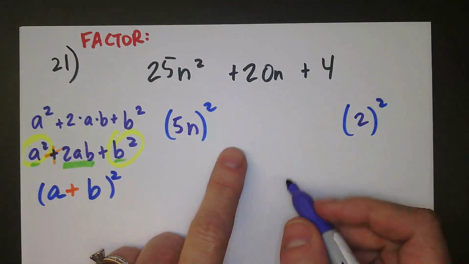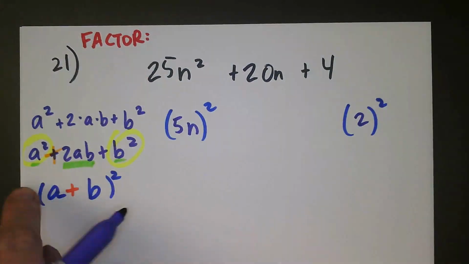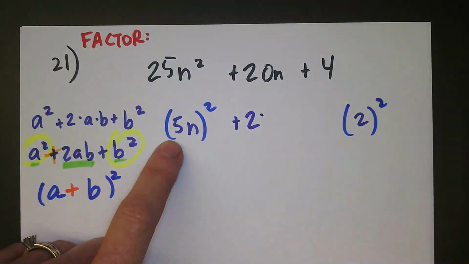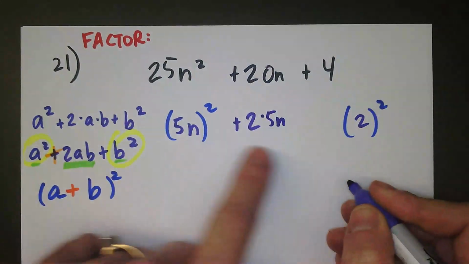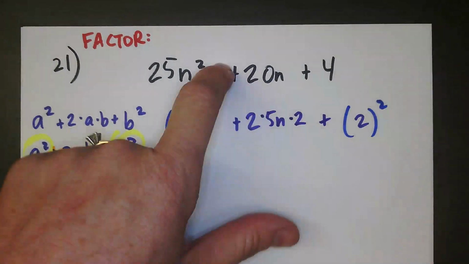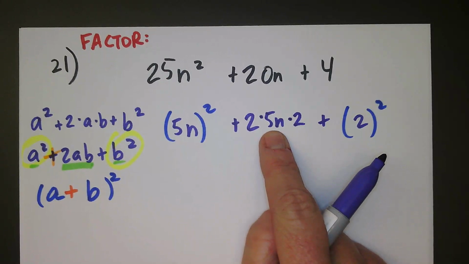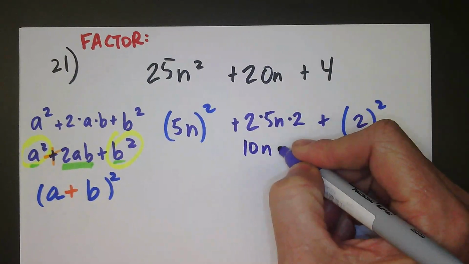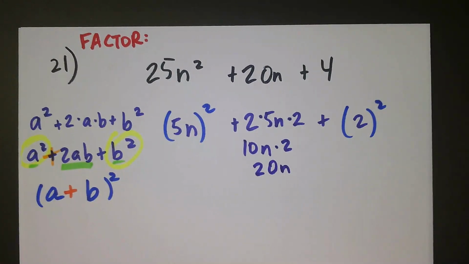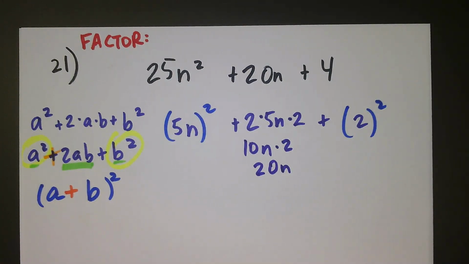So we're just checking the middle piece. The middle piece is 20n. In order for it to fit the pattern, it needs to be 2 times this whole piece, so 5n, times this whole piece. So we just work that out to see that ends up being 20n. 2 times 5 is 10. So we got 10n times 2. Well, 10 times 2 is 20. Hey, so it works. It matches. Everything fits the pattern. So I really don't need to set up my area model.